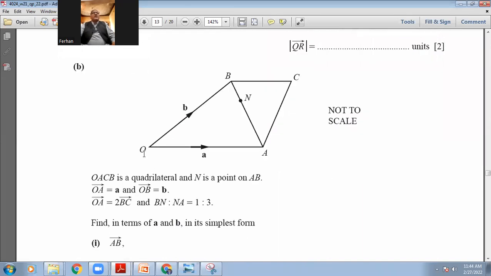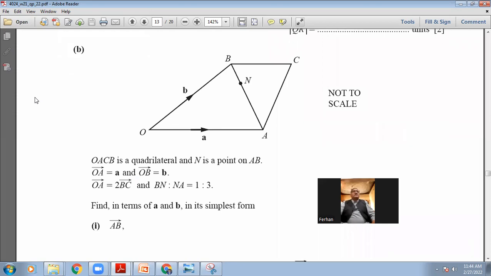Okay, the next question coming up on your screen is the B part. He says here, OACB is a quadrilateral and N is a point on AB. OA is equal to a, small a. OB is equal to b, and OA is 2 times BC. So it means these two are parallel to each other. So if BC is 1, OA is 2.